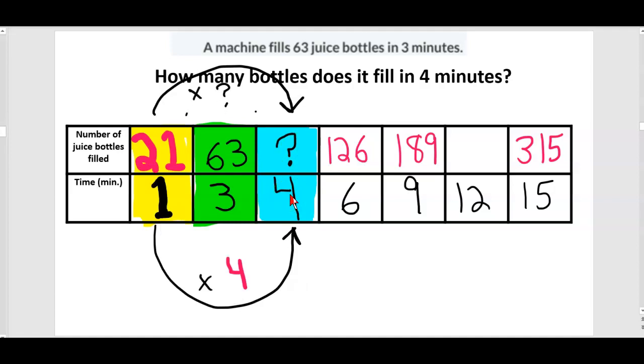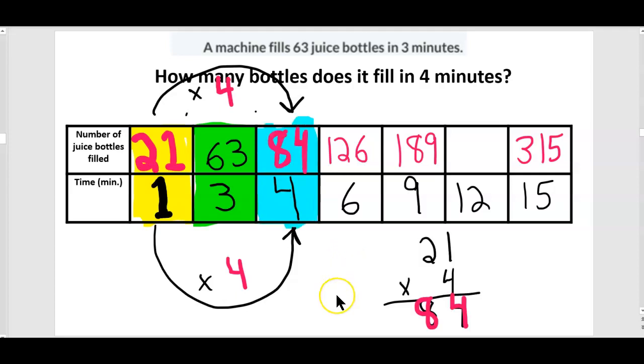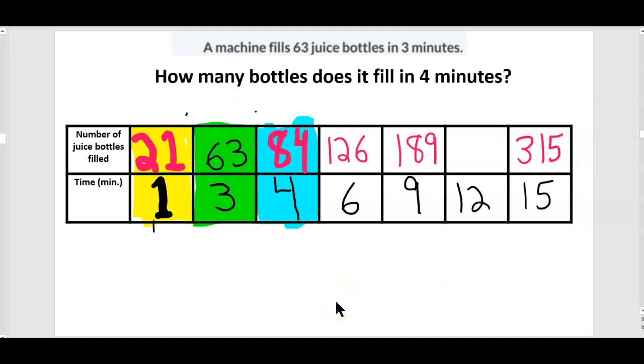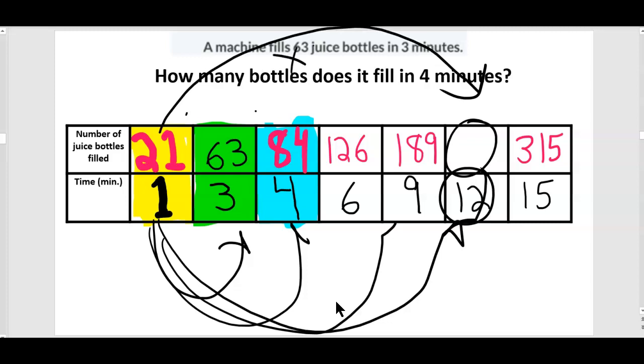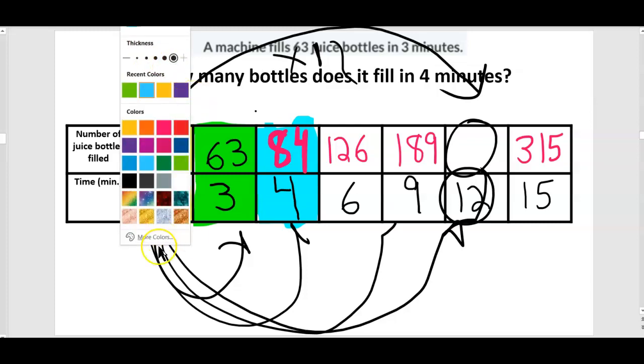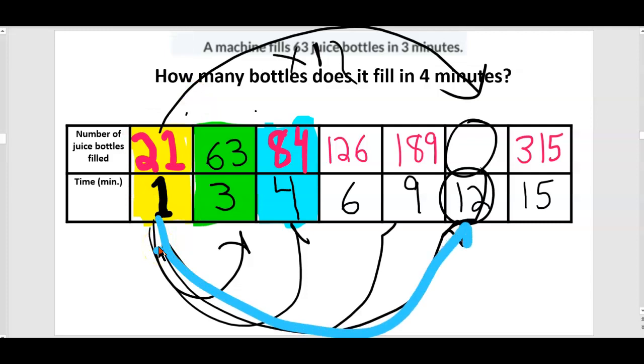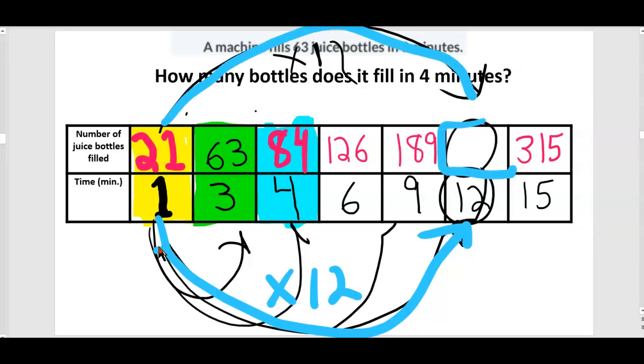And that, my friends, mis amigos y amigas, we can do with any of these. If we wanted to go 1 times 3, 1 times 4, 1 times 9, 1 times 12 to get this one up here, it would be 21 times 12. I'll make this more clear with a blue marker. We go from 1 to 12, we just times by 12, so 21 times 12.